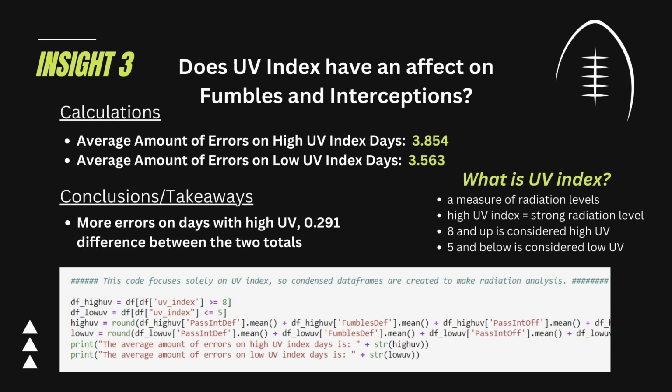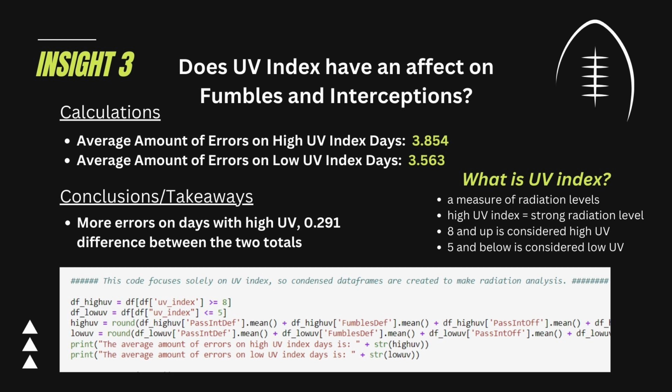Insight number 3 studies to see if UV index has an effect on fumbles and interceptions. First, let's take a look to see what UV index is. UV index measures radiation levels, and high radiation exposure is bad for the body. The exposure can cause irritation as well as damage to your skin and eyes. High UV is considered to be 8 and above, while low UV index is 5 and below.